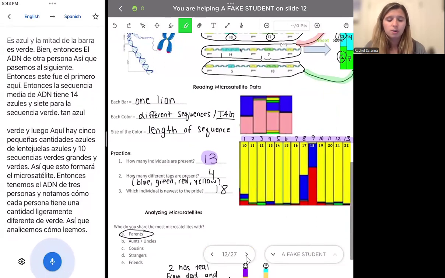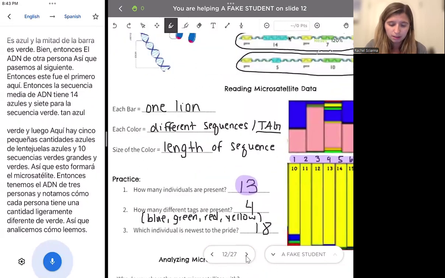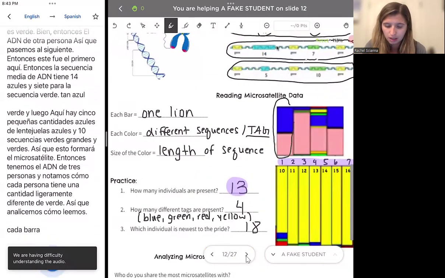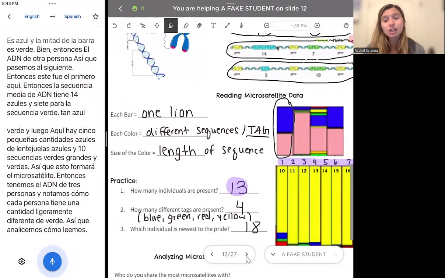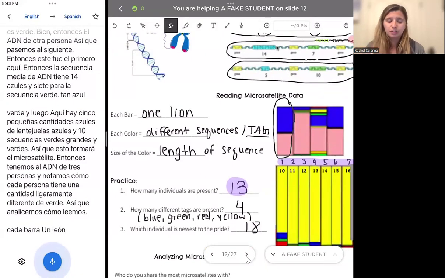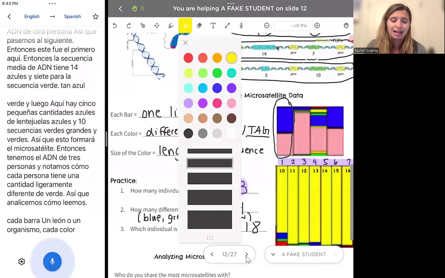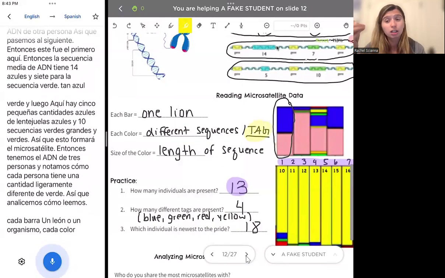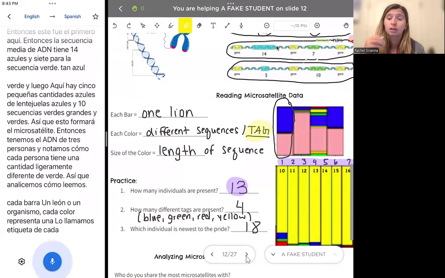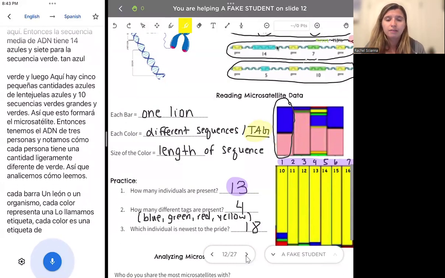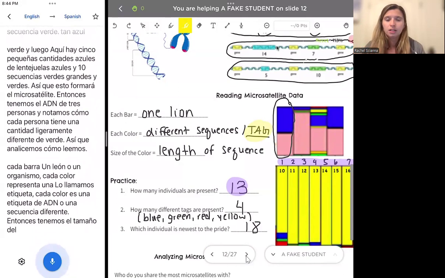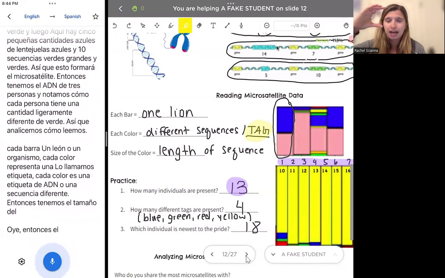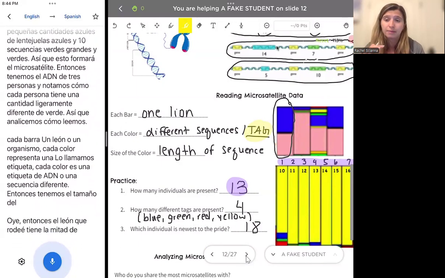Each bar is going to be one lion or one organism. Each color represents a different sequence, or a tag. We call it a tag. Each color is a tag of DNA or a different sequence. Then the size of the color is the length of it, okay? So the lion that I circled has half blue tag and half pink tag for their DNA.